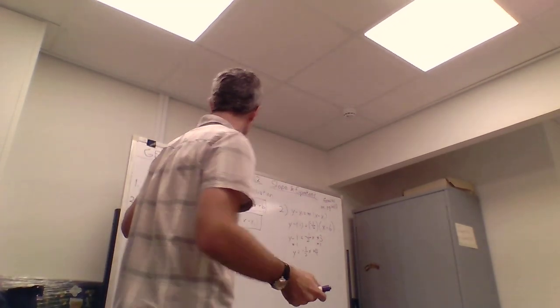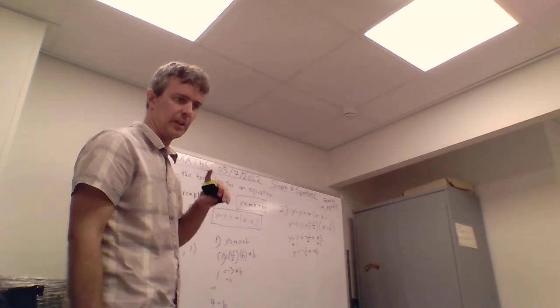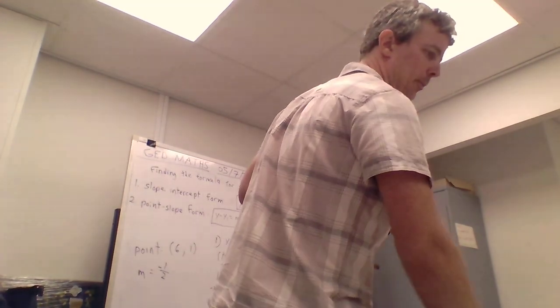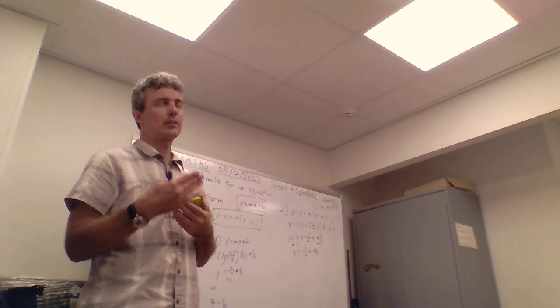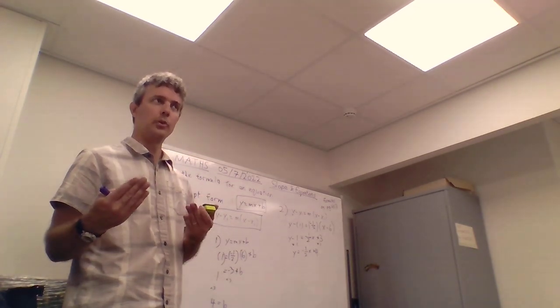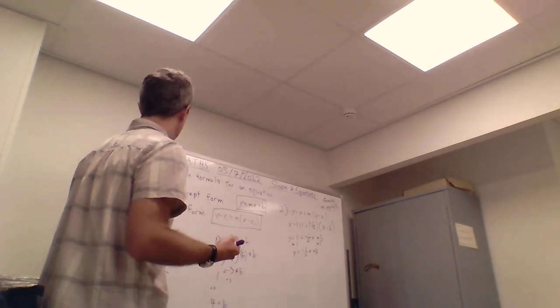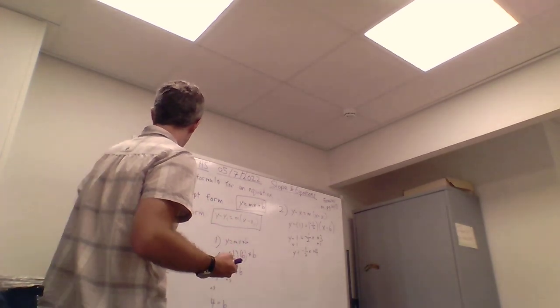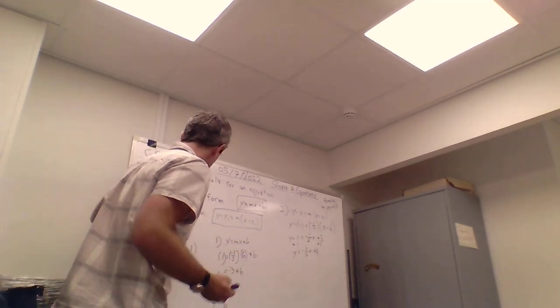Okay, so that's solving for the formula of an equation. Now what I want to talk about a little bit with slope is that we can talk about slope as a way of expressing a relationship between two things. Okay? So I'm going to erase this and I'll talk about that next point.